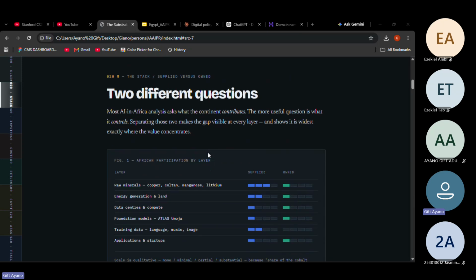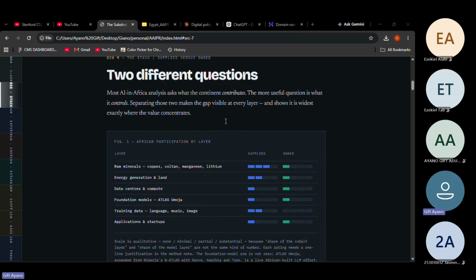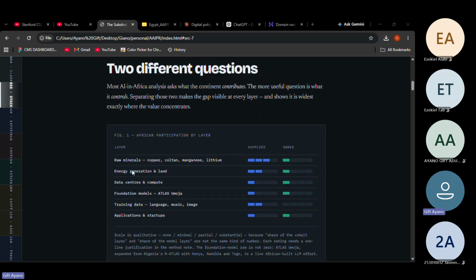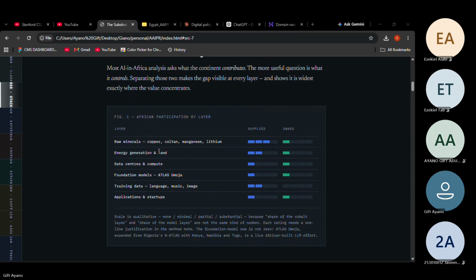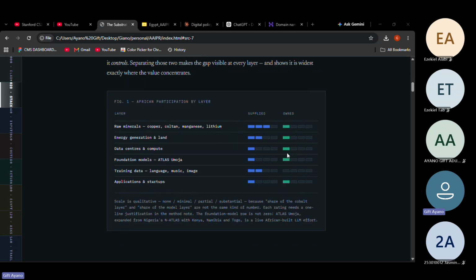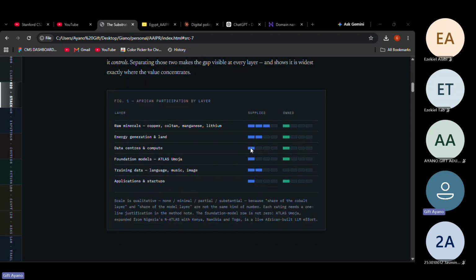Currently, what does the continent contribute? I already said that we contribute raw materials, in the form of cobalt, coltan, manganese, and lithium. We supply them, but in terms of ownership, we don't really own them. We just export them most of the time, or people come and use them for us, and we don't have power over it. In terms of energy generation and land, we also supply, but not that much, and ownership is very minimal. For data centers and compute, our supply is minimal and our ownership is also minimal.